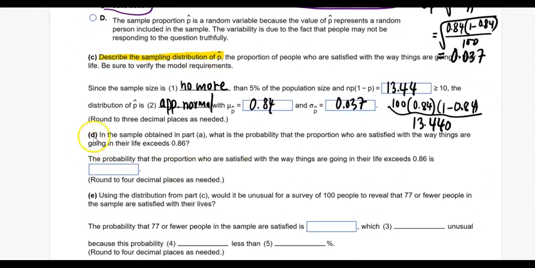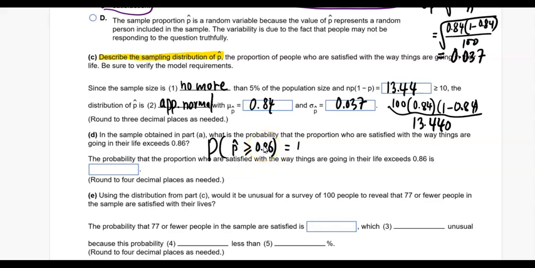Part D. In the sample obtained in part A, which is 100, what's the probability that the proportion of people who are satisfied with the way things are going in their life exceeds 0.86? So here I'm looking for the probability that the sample proportion exceeds, meaning greater than or equal to, 0.86. Again, here it has to be p hat, because it asks what's the proportion satisfied that exceeds 0.86 from that sample obtained in part A. So we're looking for the probability of p hat greater than or equal to 0.86.